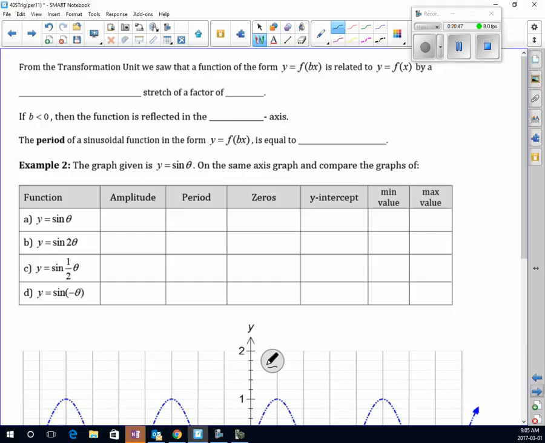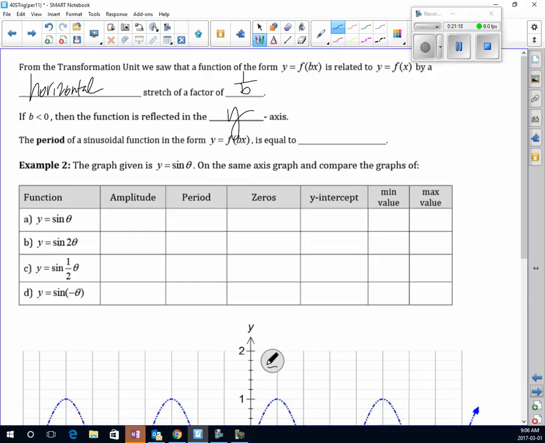From the transformations unit, we saw that a function in the form of y equals f of bx is related to y equals f of x by a horizontal stretch factor what? 1 over b, yeah, 1 over b. If b is less than 0, then the function is reflected over the y-axis. The period, remember the period was the length it takes before it recycles itself?